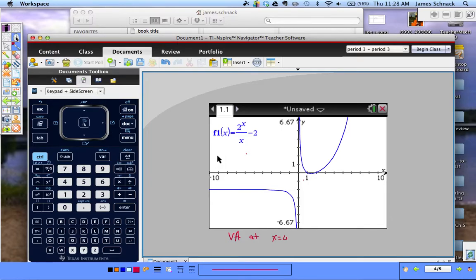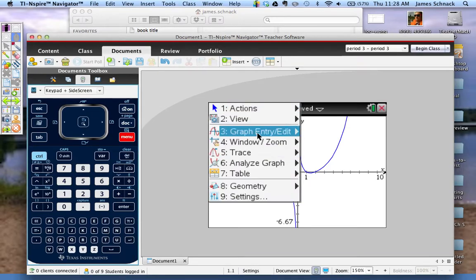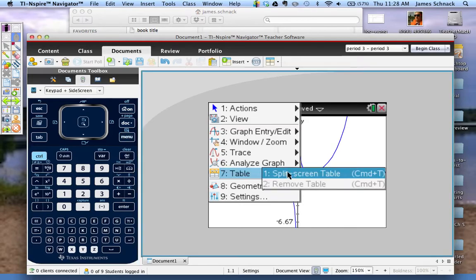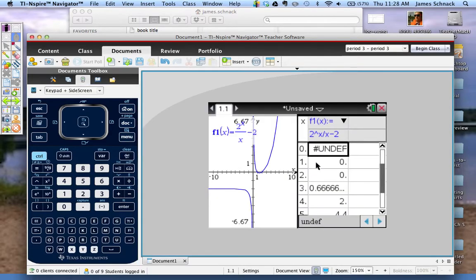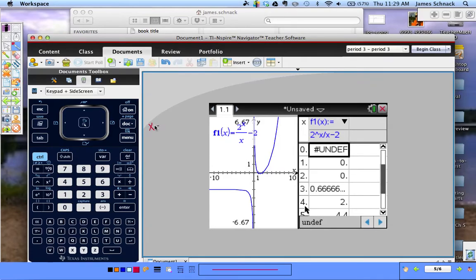Now, let's find the x-intercepts. Looks like we can tell what they are. Remember, we can always look at a table. Oh, look at that. This tells us very clearly that x equals 1 and x equals 2 are my x-intercepts. So x-intercepts at (1, 0) and (2, 0). Lovely.